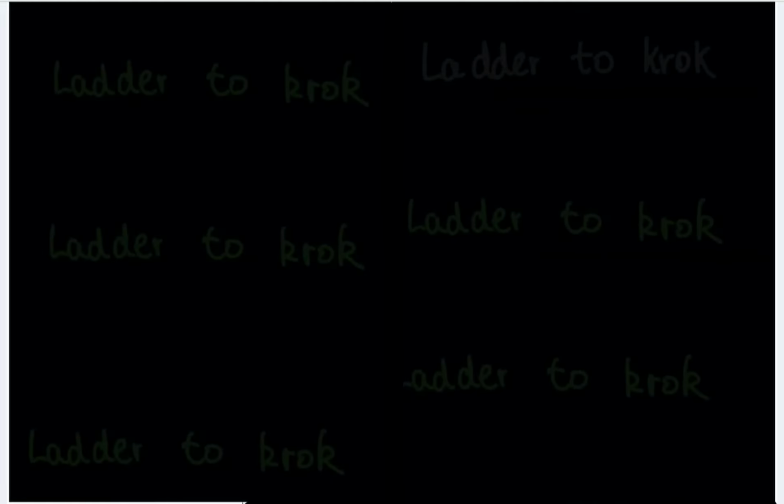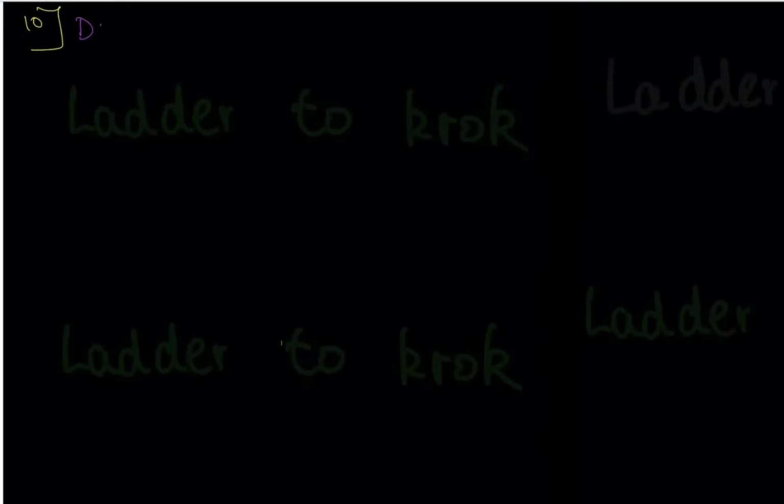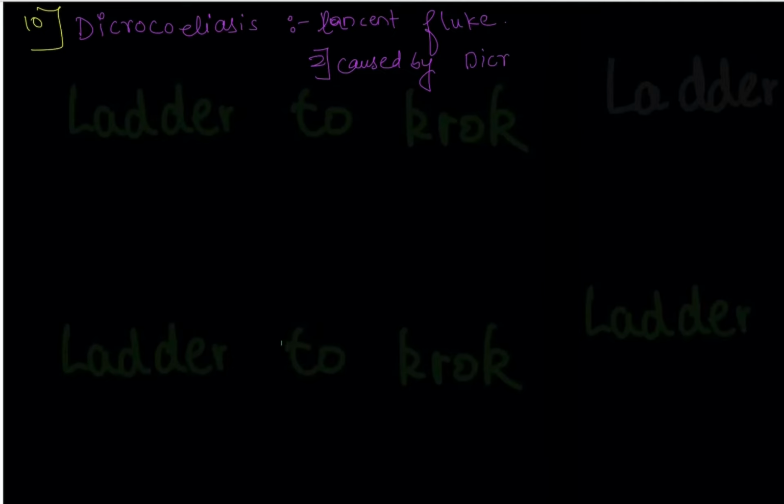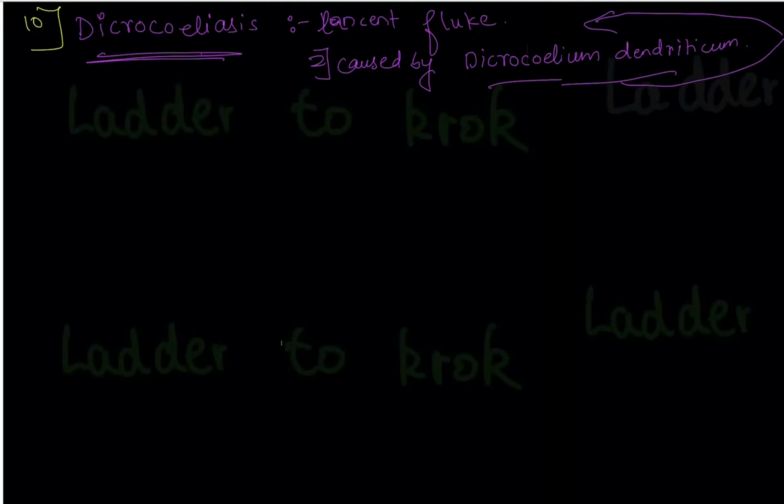The next helminth that you should know is Dicrocoeliasis. It has another name, and that is lancet fluke. It is also called lancet fluke. The next point that you should remember regarding it is that it is caused by Dicrocoelium dendriticum. So this is the organism, Dicrocoelium dendriticum, which causes Dicrocoeliasis. And its other name, lancet fluke, you should remember.